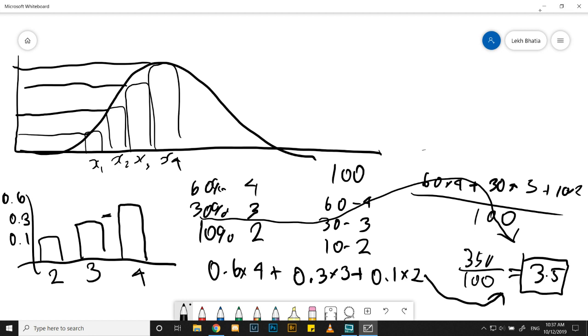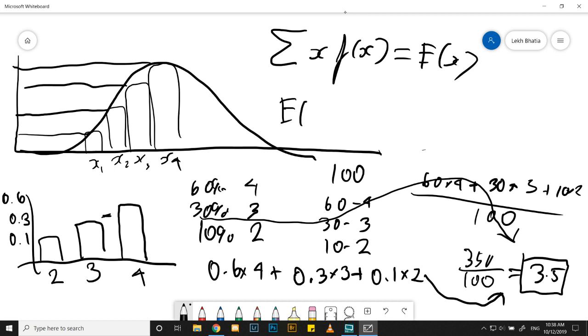Now we denote this as the sum of x f of x over your whole probability distribution. That's what you would denote the expected value of a discrete function to be. Now for the same thing, you'd have the expected value of a continuous function, but now since it's continuous, you can't obviously use this. So you need to take the integral of x f of x dx.